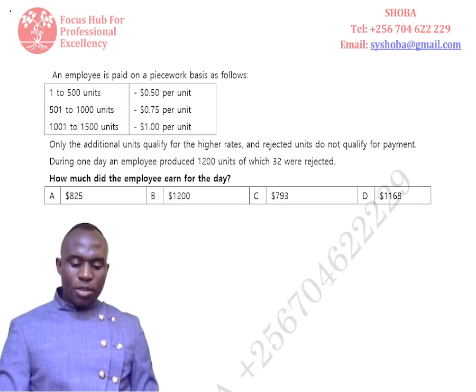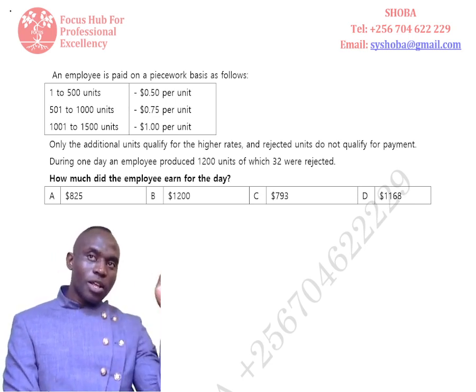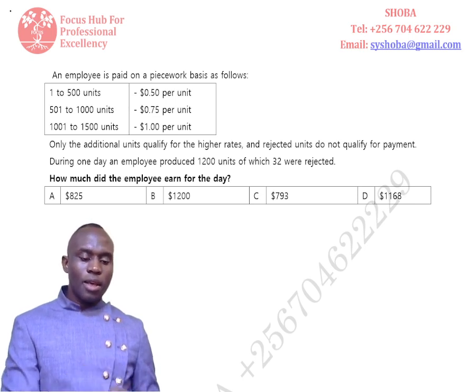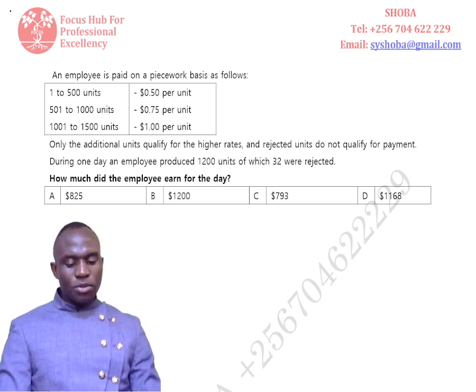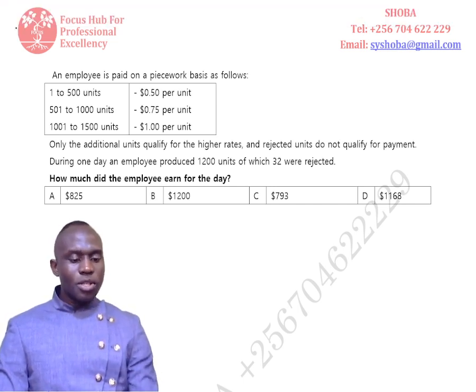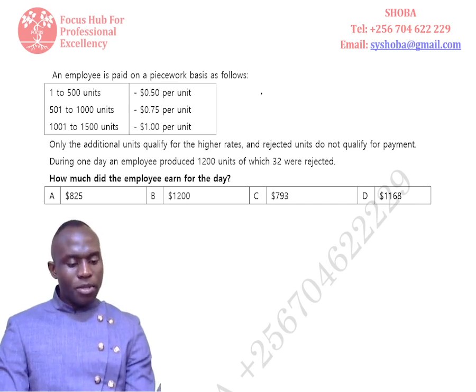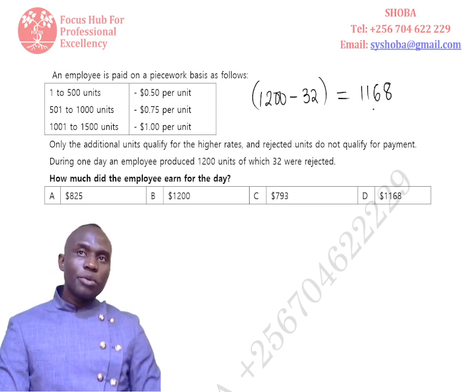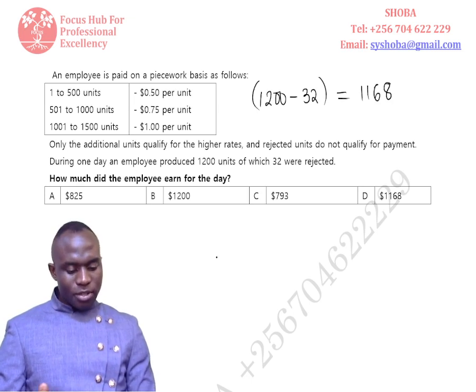Then after the table, we have this: only the additional units qualify for higher rates. It is only the incremental units that will be paid at a higher payment, but rejected units don't qualify for payment. Now on a certain day, an employee produced 1,200 units, but 32 were rejected. It means how many units are qualifying for payment? So it is 1,200 minus 32. When you subtract, you get 1,168. It means we are going to pay for 1,168.